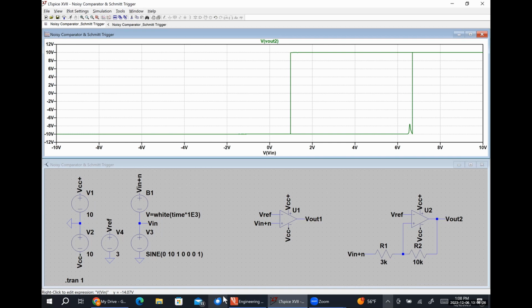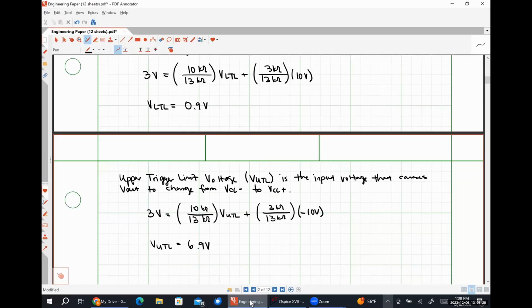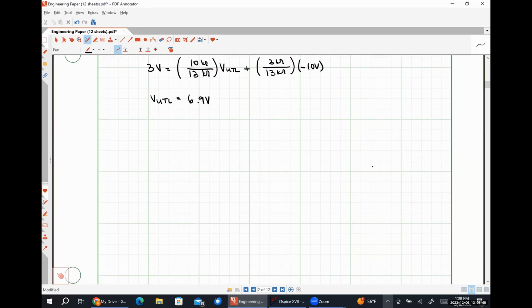All right. So we've talked about non-inverting Schmidt triggers. We've gone through the math to figure out how to calculate the upper and lower trigger limits. Now let's take a quick look at an inverting Schmidt trigger. For an inverting Schmidt trigger, we are literally going to have the exact same circuit, except that we are going to swap V in and V reference. Literally the exact same thing, except we swap V in and V reference. Okay.